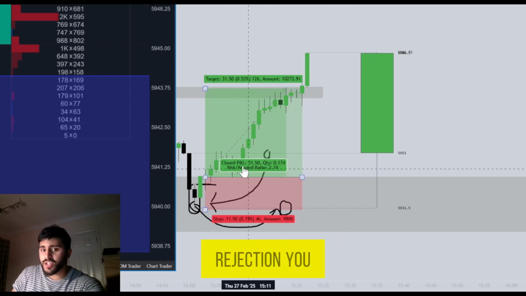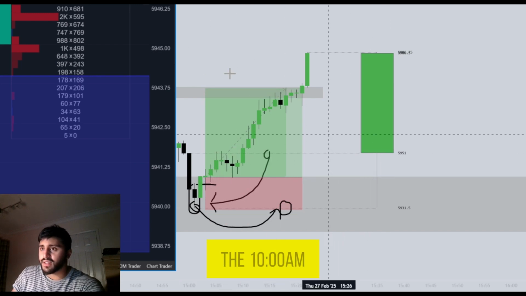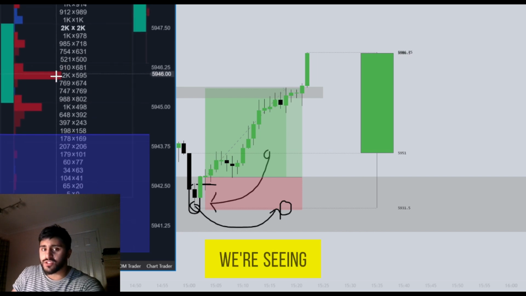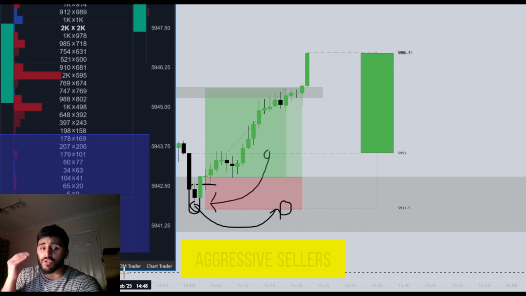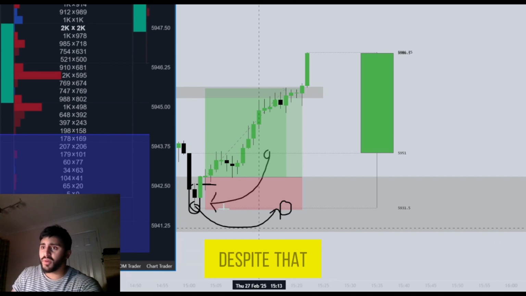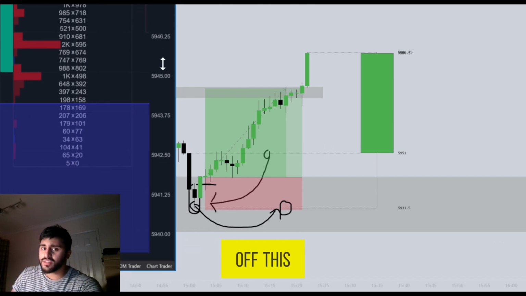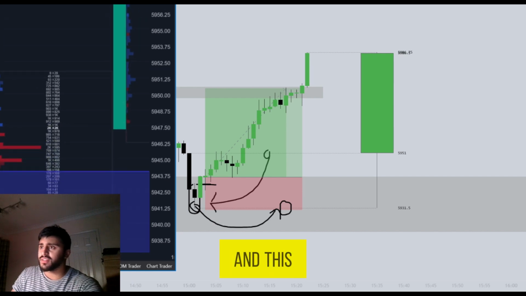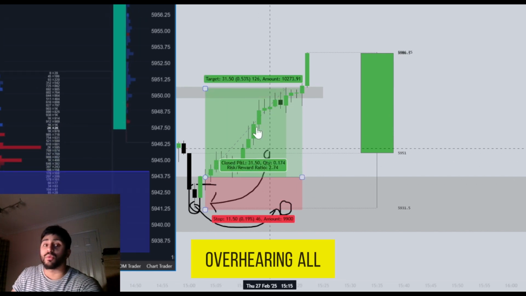So this is the rejection you see over here, just below the 10 a.m. Eastern. So what we're seeing over here is 2K for 595. So we see so many more aggressive sellers than buyers, despite that the market was able to reject off this level and then move to the upside. And this is exactly what we look for in all of our trades, right?